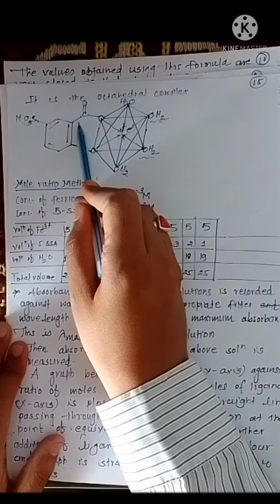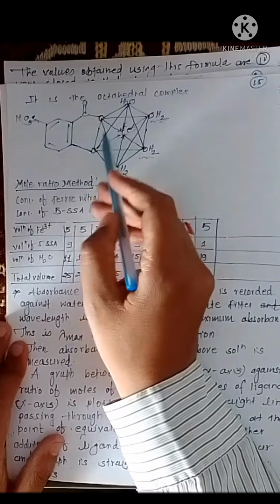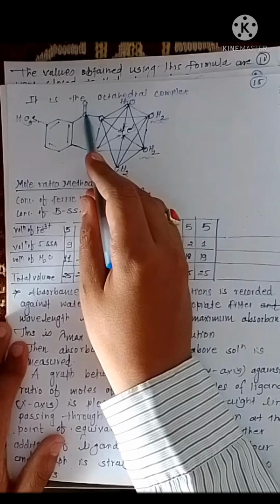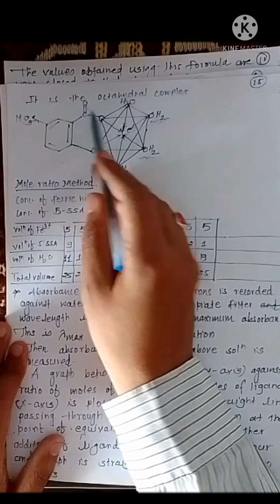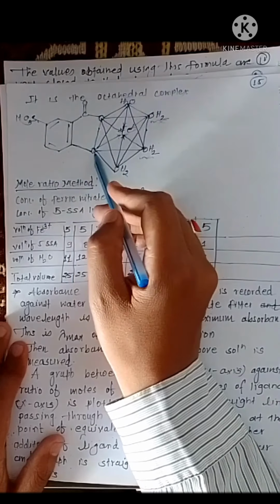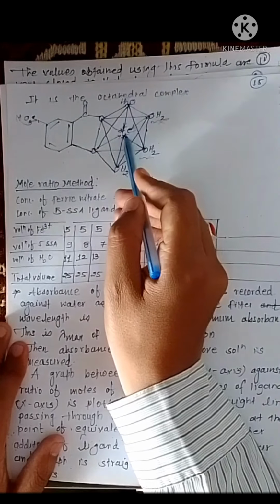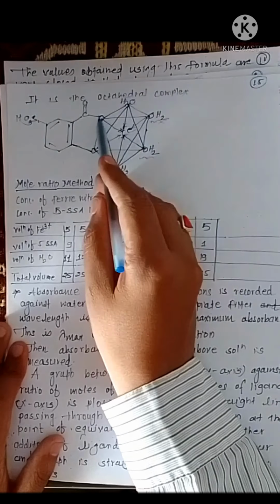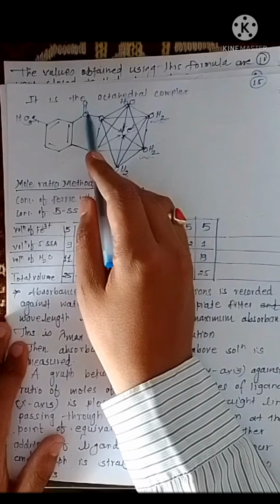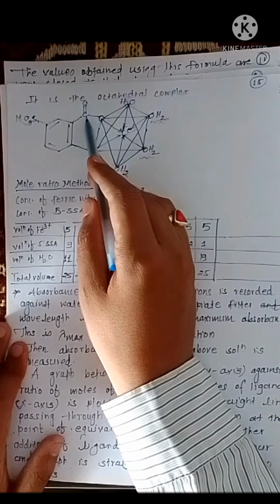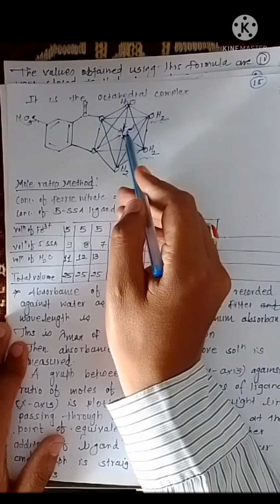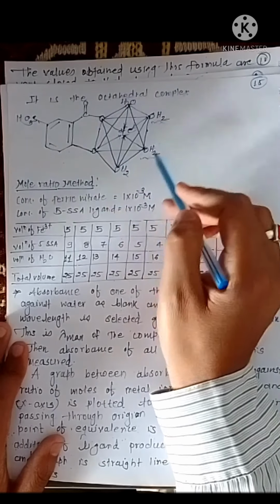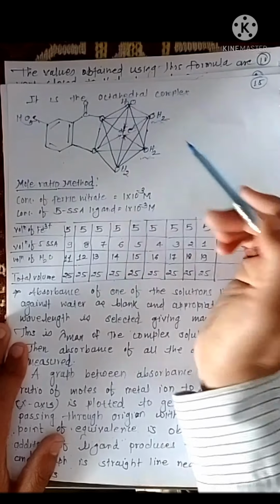In 5-sulfosalicylic acid there is one phenolic OH group and one carboxylic acid group. Both of these groups, the phenolic OH and the COO minus from the carboxylic acid group, form coordination bonds with the Fe. So if we see the geometry of this complex, it is octahedral in nature.